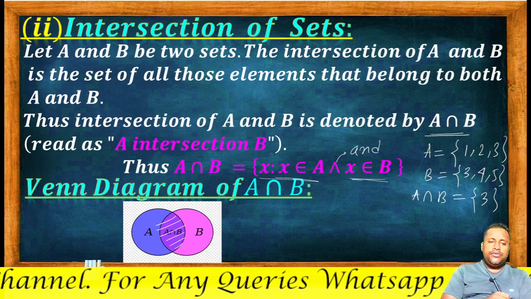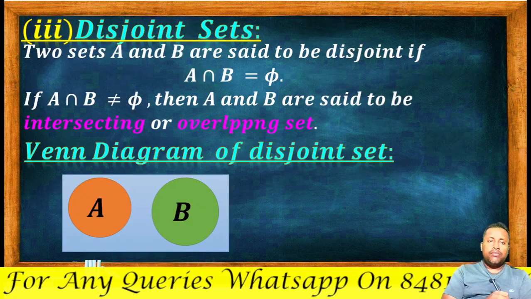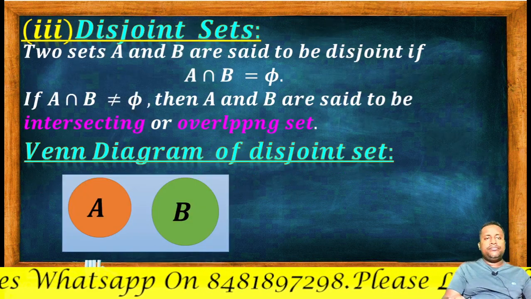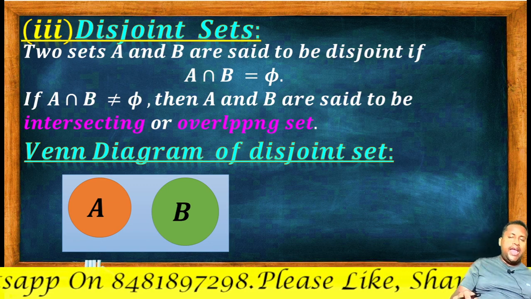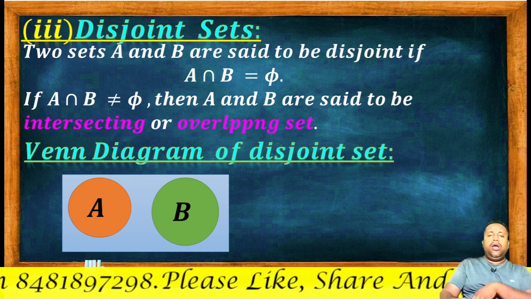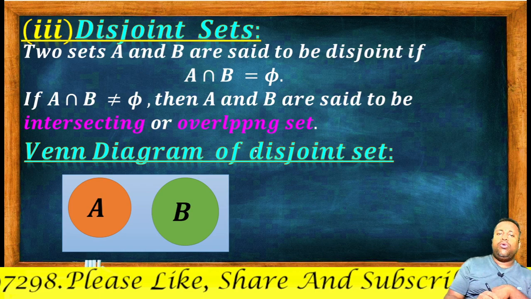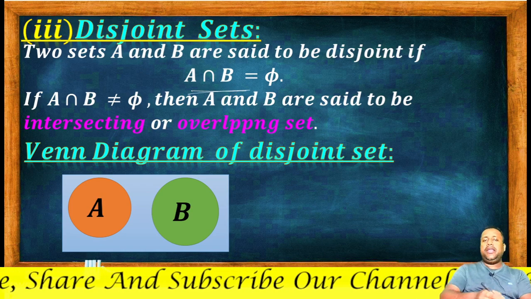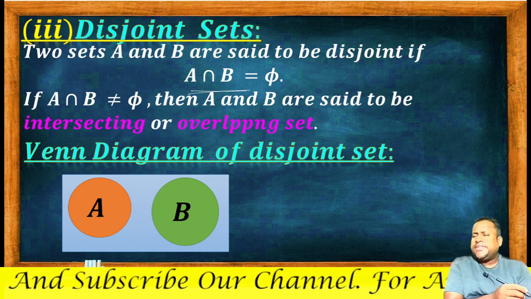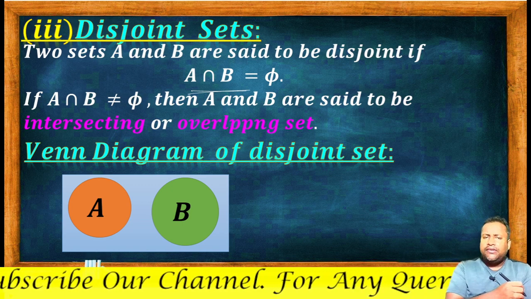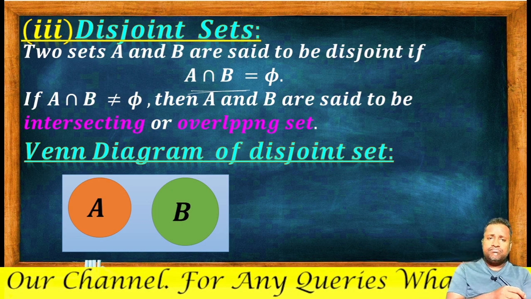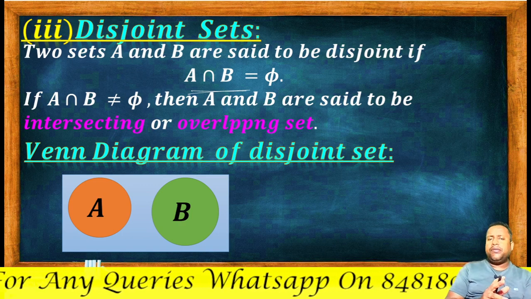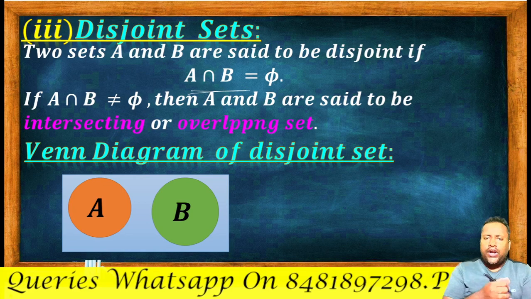Now next operation is disjoint set. What is disjoint set? Say for any two sets A and B, if A intersection B equals ϕ, then the two sets A and B are said to be disjoint sets, and if A intersection B is not equal to ϕ, then A and B are said to be intersecting or overlapping sets.